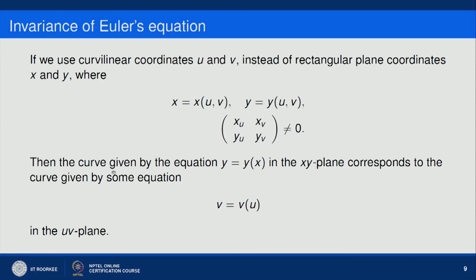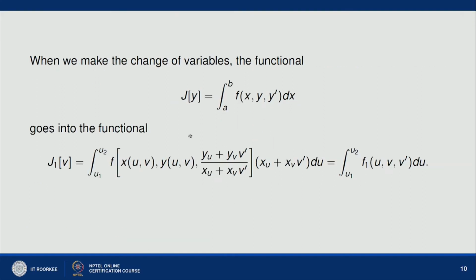Then we can say that the curve given by the equation y equal to y of x in the xy plane corresponds to the curve given by some equation v equal to v of u in the uv plane. So if we do this, then we can change the functional into a new functional, which is known as j1 of v. So here, how can we do this change?